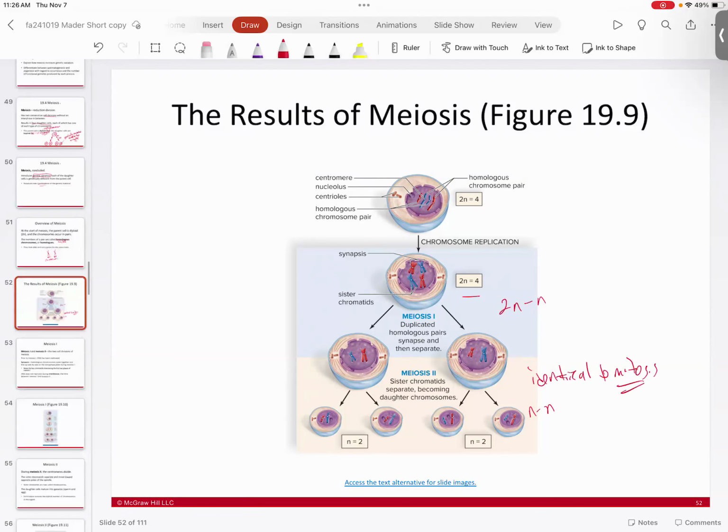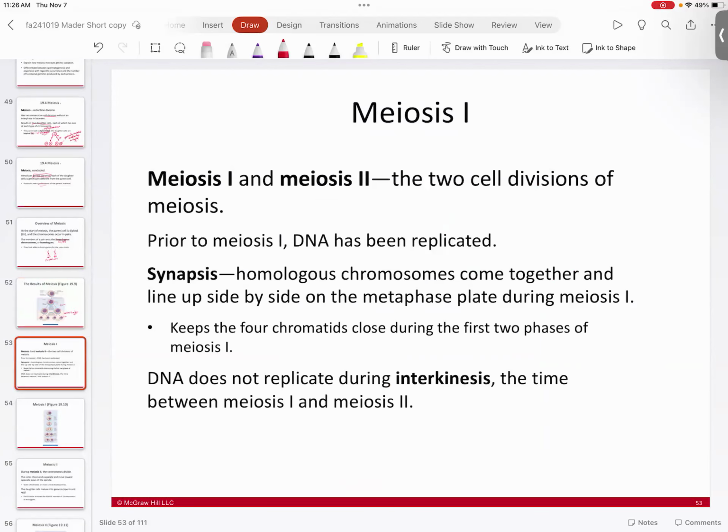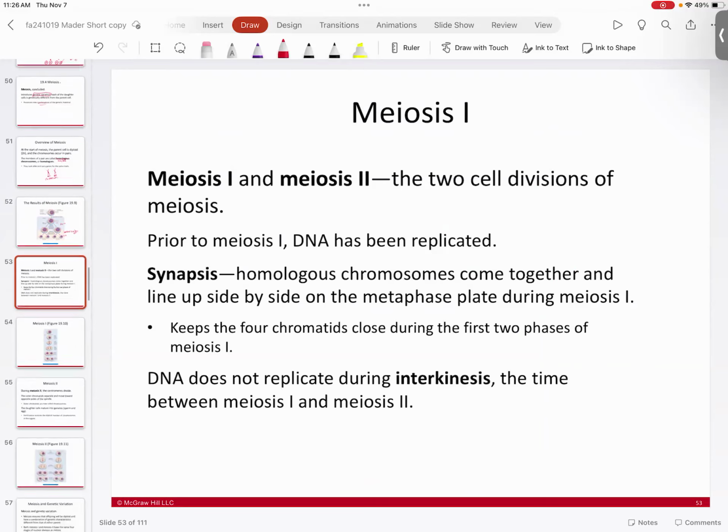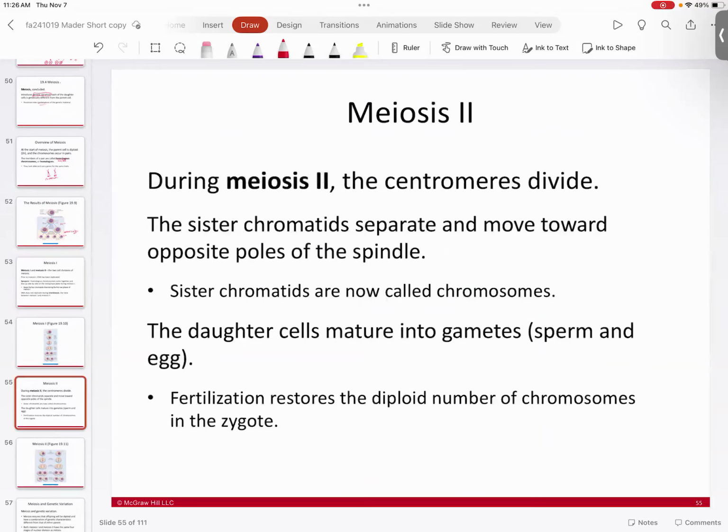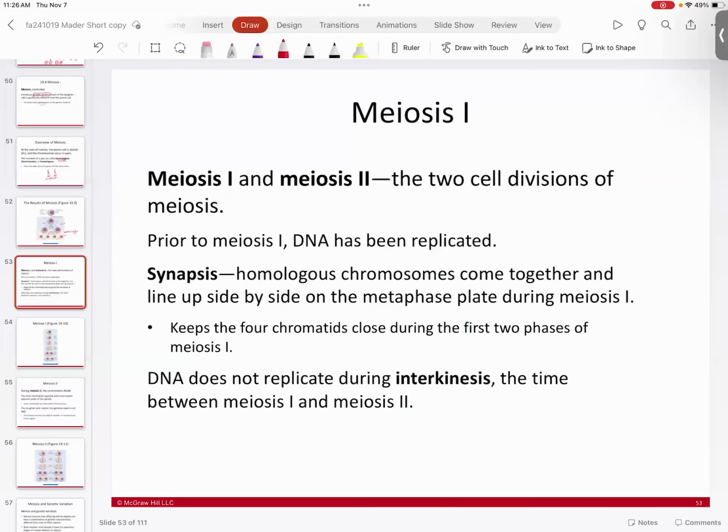So the real magic in meiosis is happening in meiosis I. In meiosis I, DNA has been replicated, and then during prophase I, your homologs are going to find each other. They're going to pair. So that is mom one finds dad one, right? They come together, line up side by side, and then they synapse together.